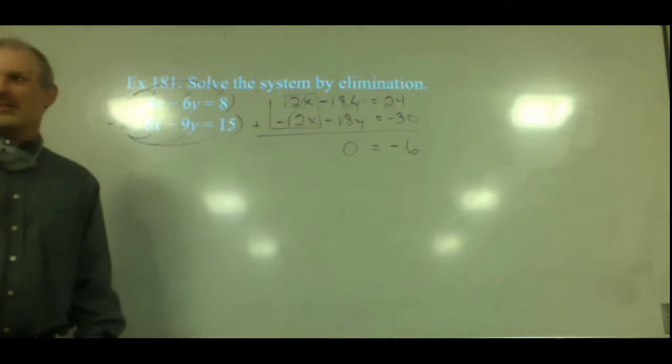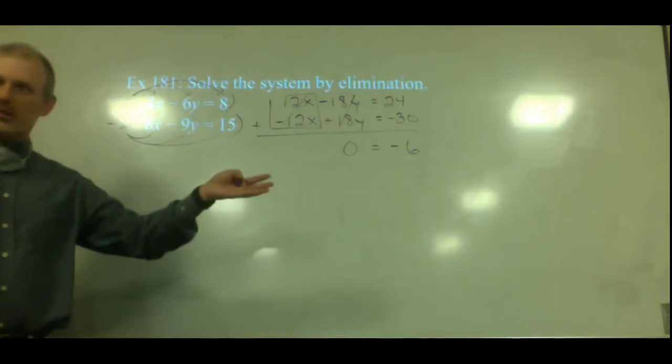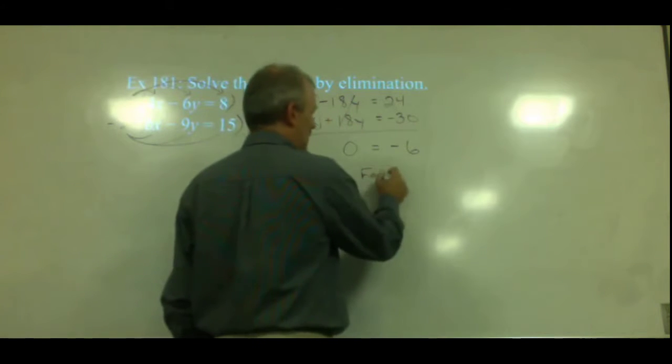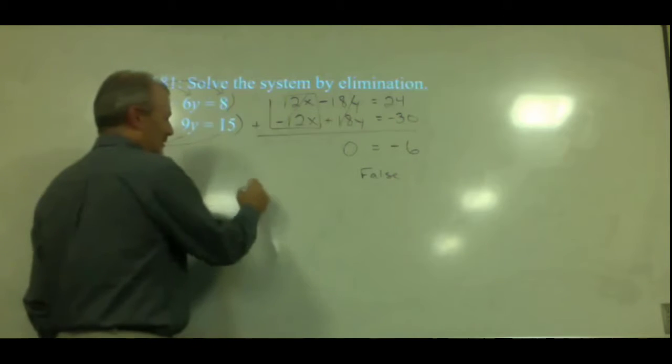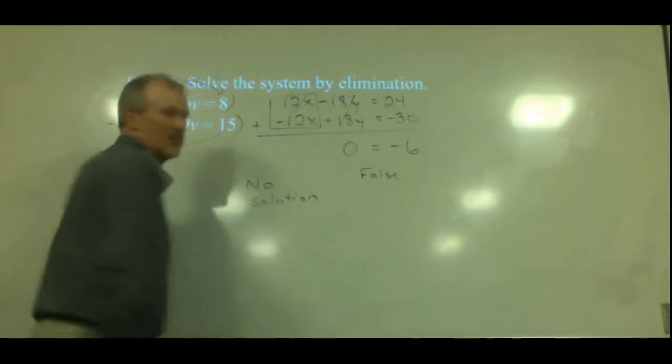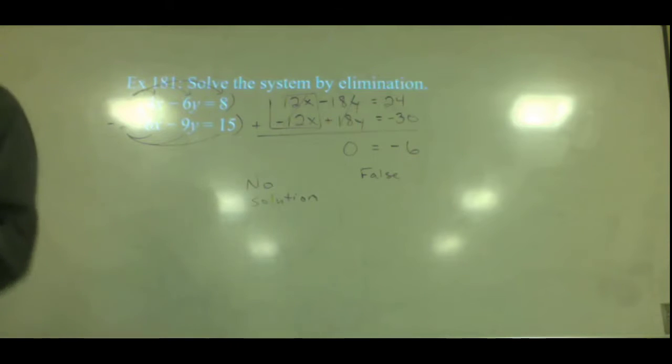Now, what does that tell us? All the variables are gone. False. It's a false statement. All the variables are gone and it's a false statement. So that tells us no solution. Okay, does that make sense? Then parallel lines. And those would be parallel lines if we were graphing them.